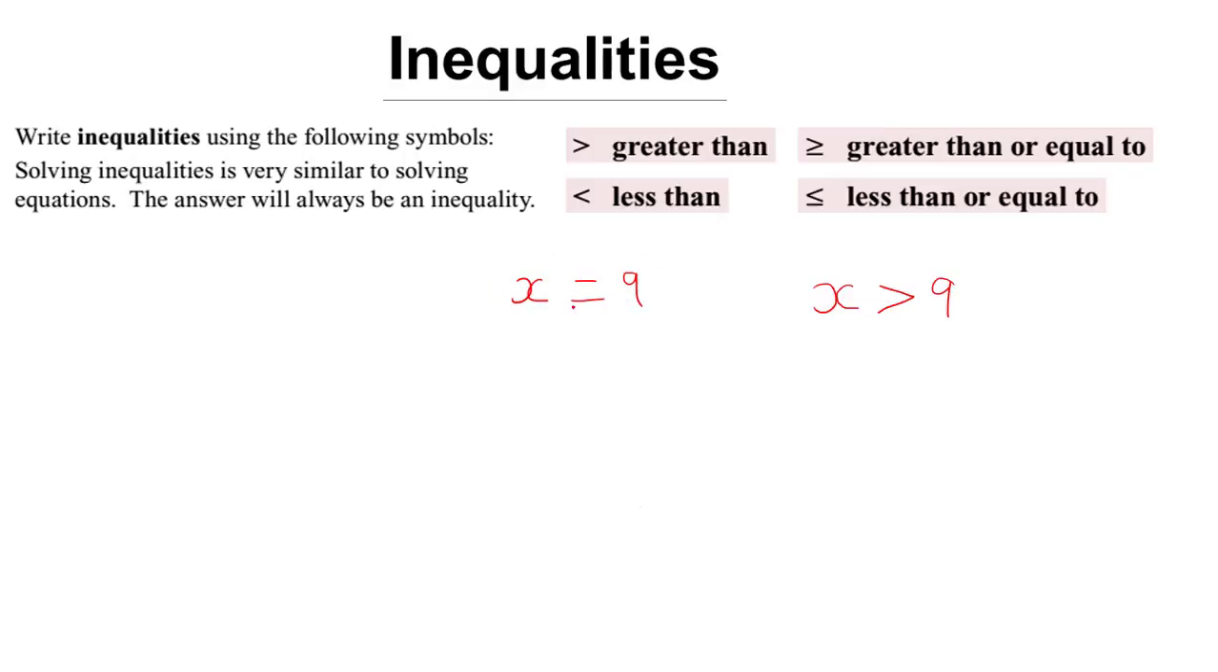So an equation normally has an equal sign. An inequality normally has what? An inequality sign such as bigger than. Okay. Now, this is the greater than sign. We know that. And this is the greater than or equal sign. This is the less than sign, and this is the less than or equal to sign.